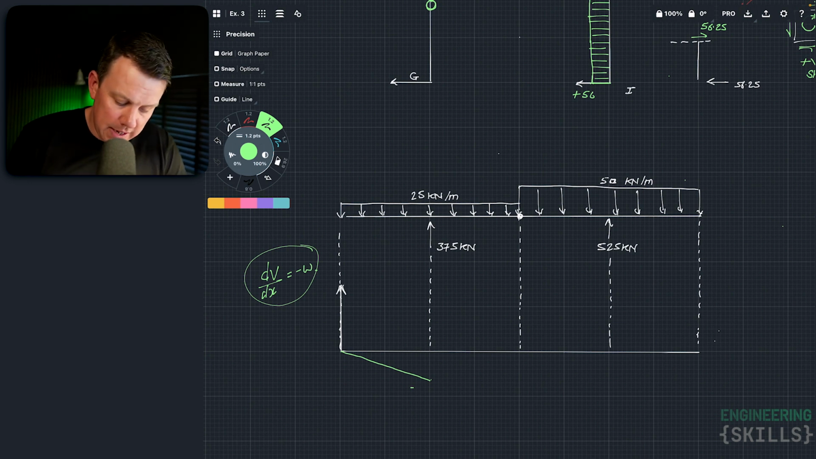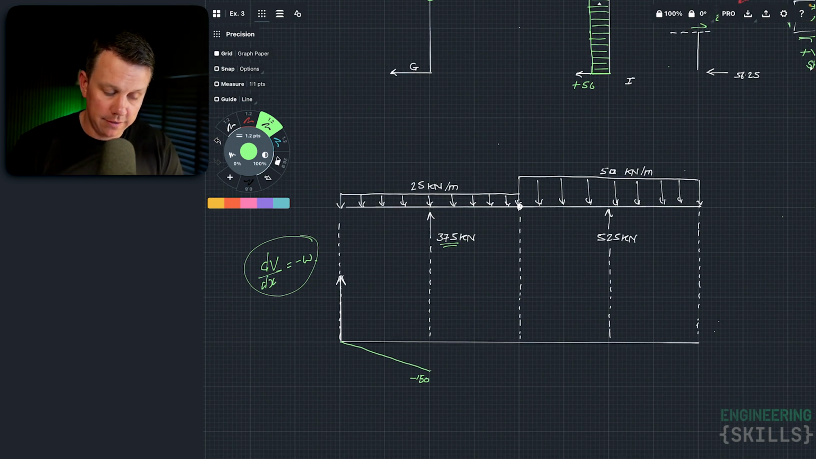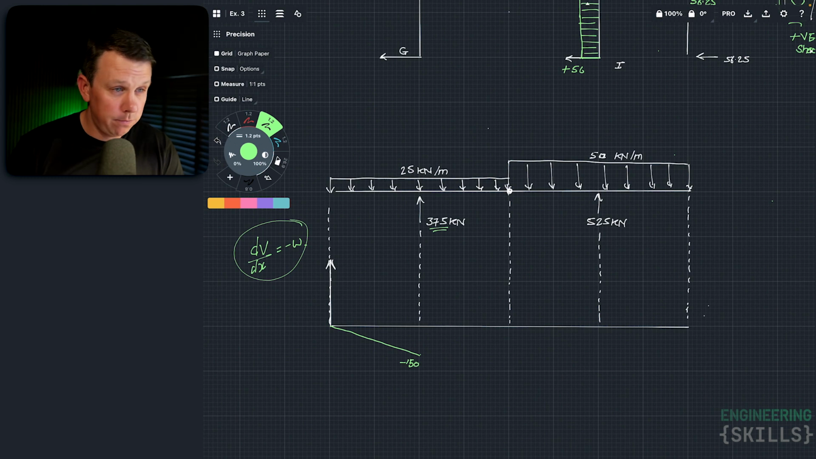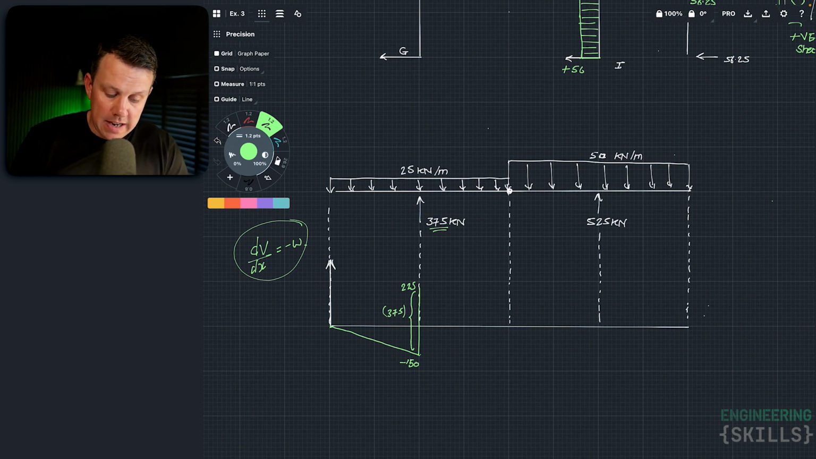So that's going to be a negative 150. We have the 375 step upwards here. So negative 150 plus 375 brings us to 225. So that's going to be 225, where that step change is 375. I'll just put it in brackets to separate it. Okay, and then the slope downwards continues, right?